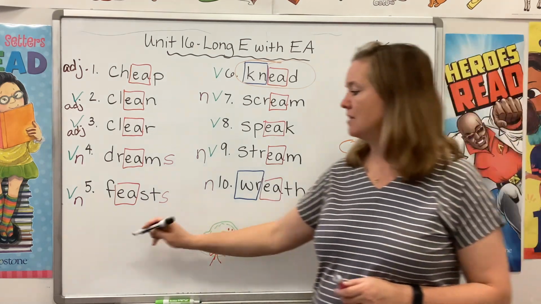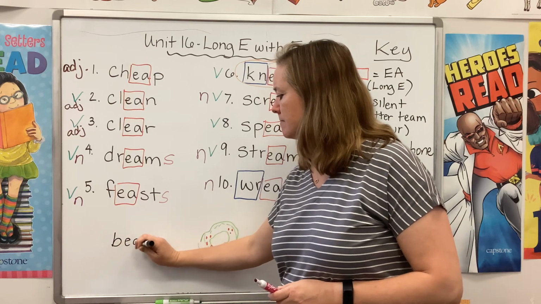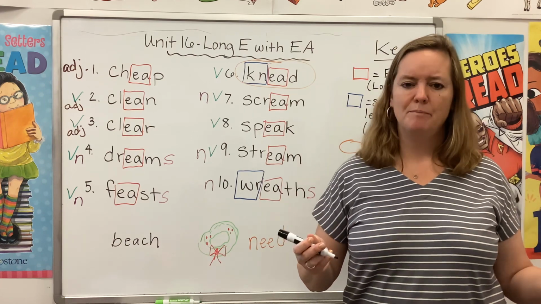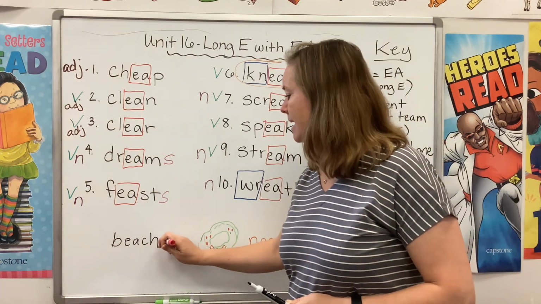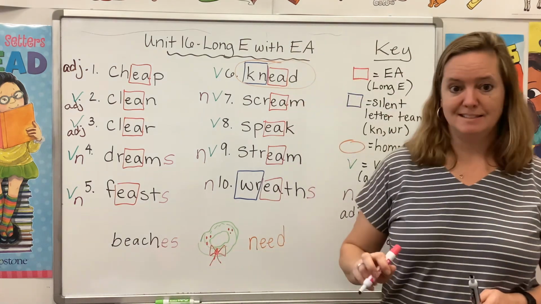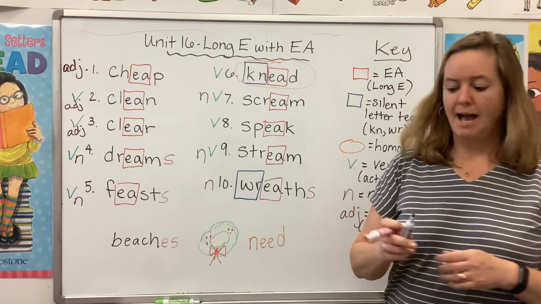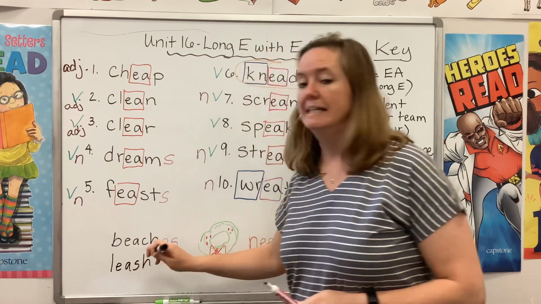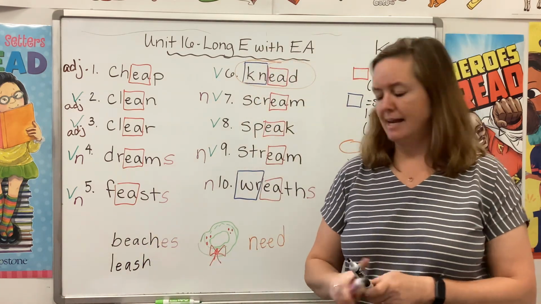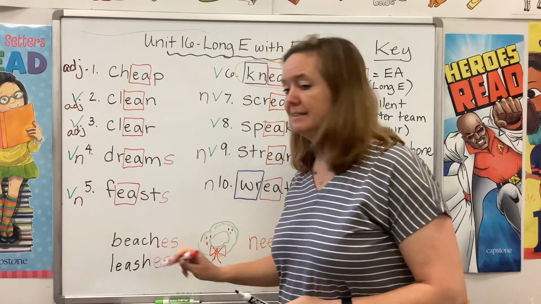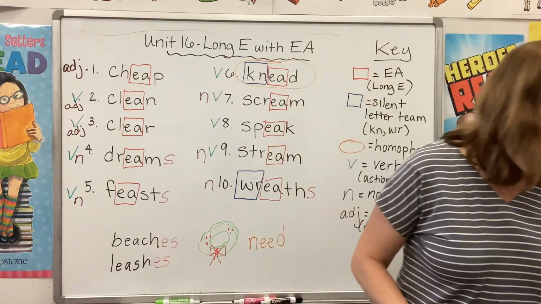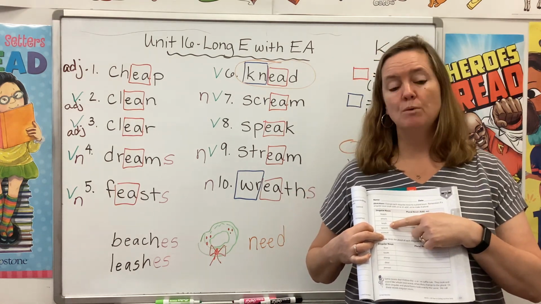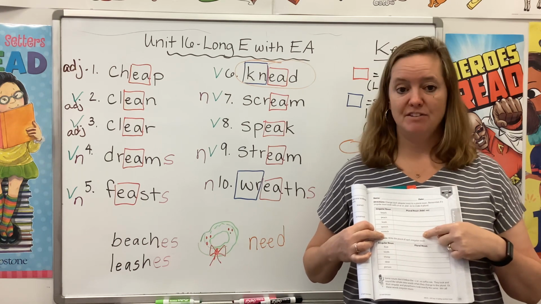So for instance, if I had the word beach, I wouldn't say that I went to lots of beachs this summer. That would sound weird, right? I would have to say beaches, okay? I wouldn't say that my dog has 2 leashs. That would sound weird. I'd have to say leashes. So on the top of this page, all of the words are going to end with a ch or a sh sound, so you'll want to add es instead of just s.